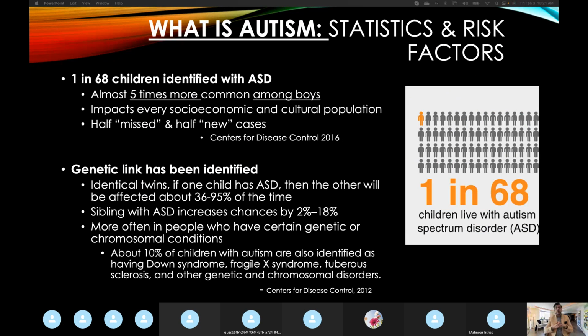Statistics. Almost 5 times more common among boys, it impacts every socioeconomic and cultural population. Previously, it was thought to be more common in low socioeconomic backgrounds, but no, it is seen in all social and cultural backgrounds. There is no bar of economic status. So people with lots of money can have an autistic child, and people with no money can have an autistic child.